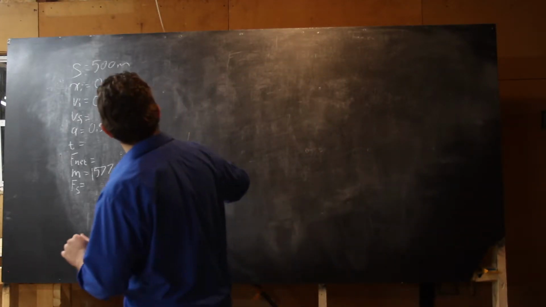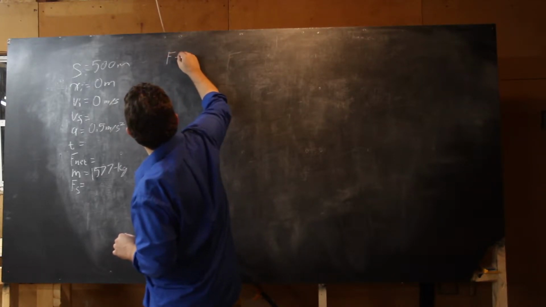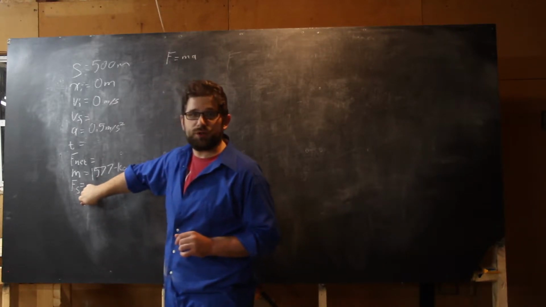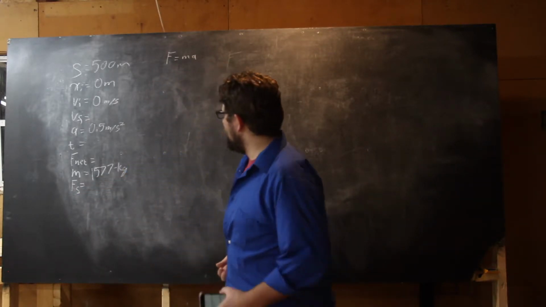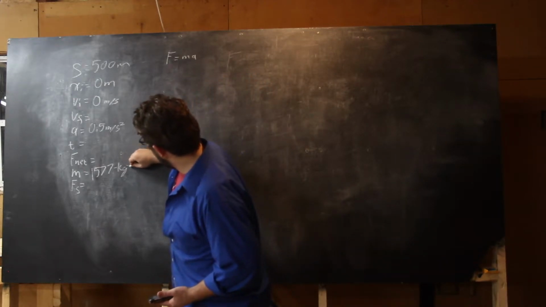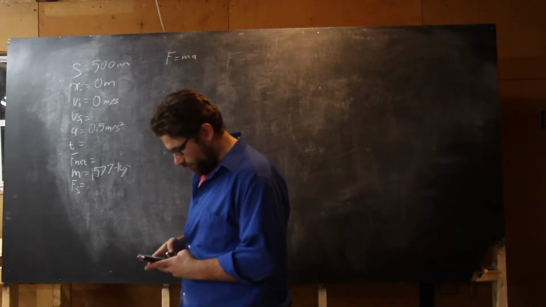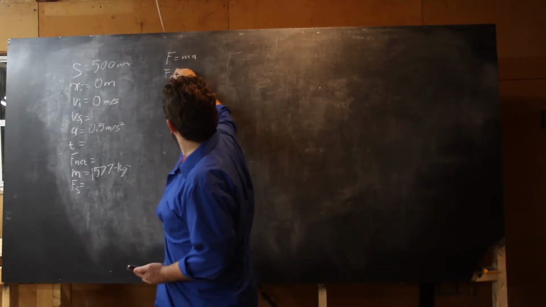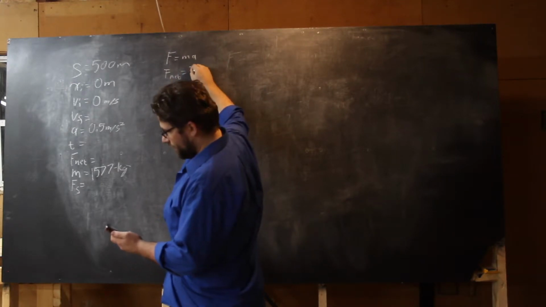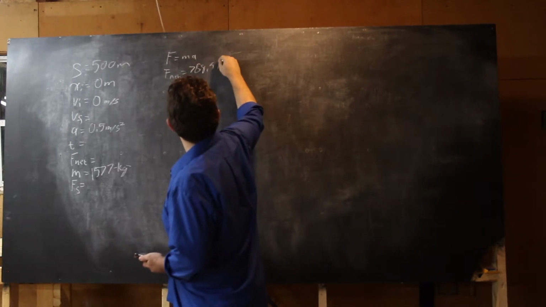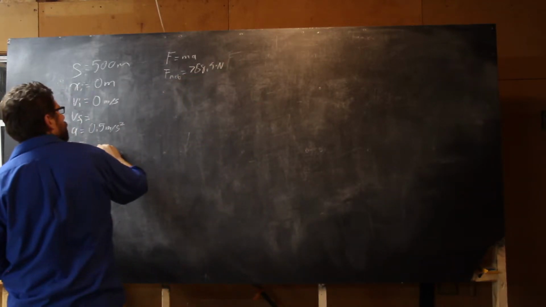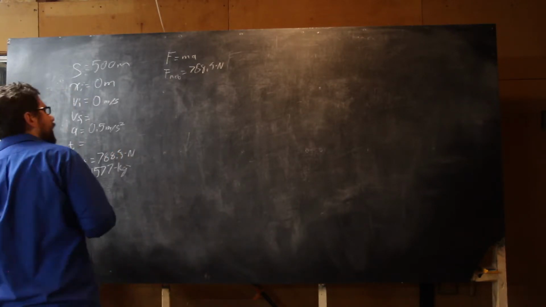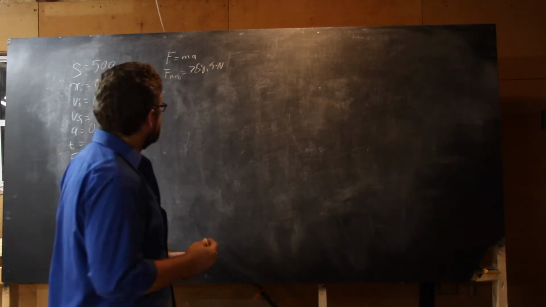So to find the force, we use good old Newton's second law. F is equal to ma. So we're going to find our net force first, and then we'll find the force per student. So F equals ma. That's going to be 1,577 times 0.5. That's going to get me an F net of 788.5 newtons. Let's go ahead and put that into our variable list. 788.5 newtons.